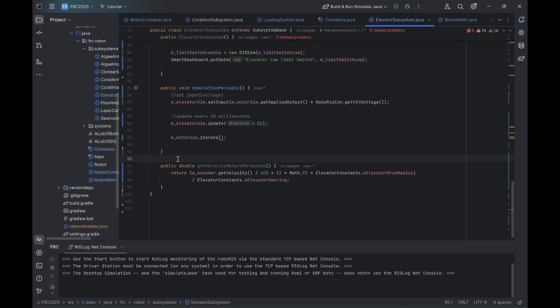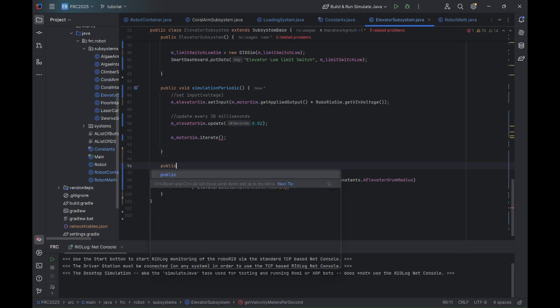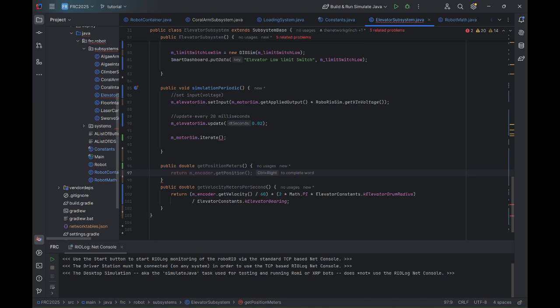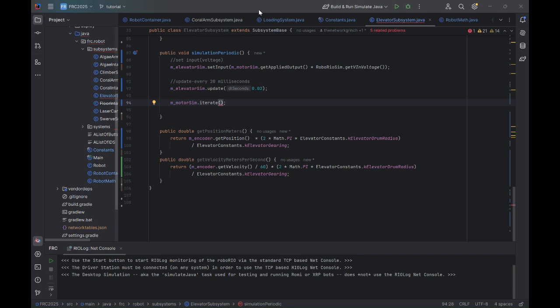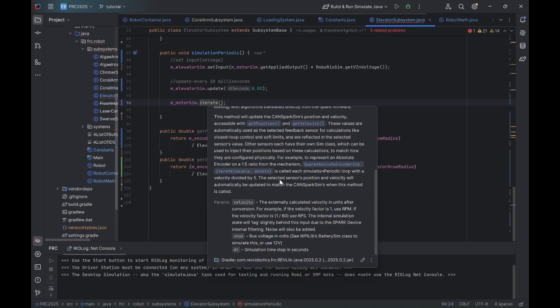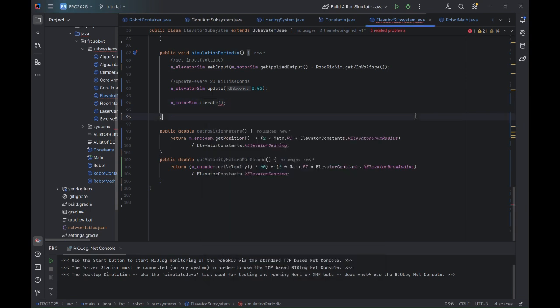And let's also set up the get position. It should be meters, return get position, and the same thing. And let's go back to iterate. For iterate, we need velocity, which is in RPM, the battery voltage, and the simulation time period.